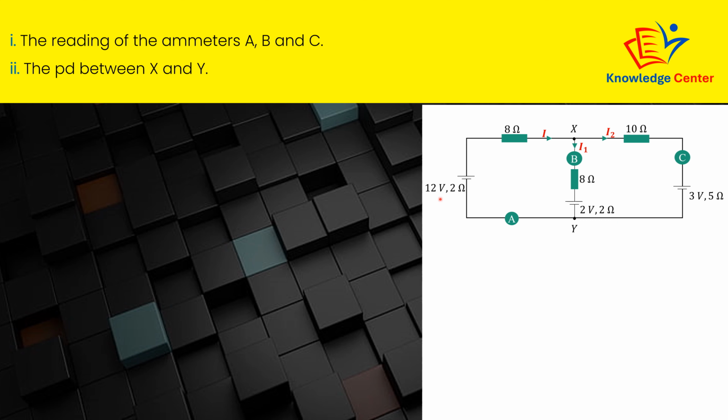Now obviously my assumption here is the greatest EMF source here would be the one to drive current throughout this circuit, and that's what I've basically done. So this guy would drive I, and then the I will come and split into I1 and I2. So this is my decision.